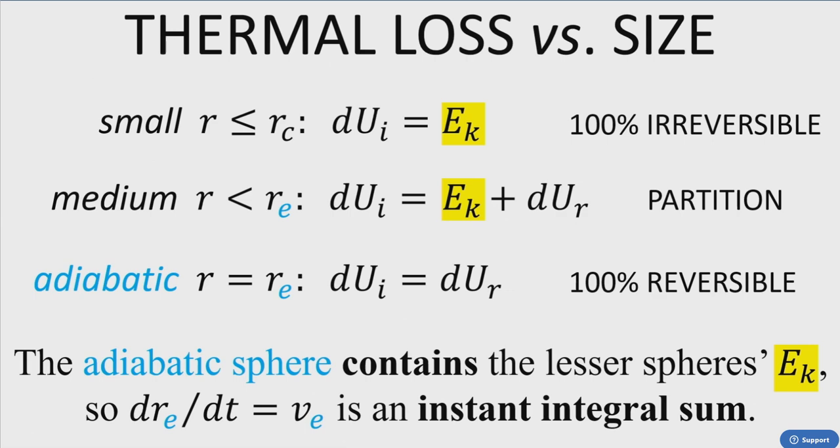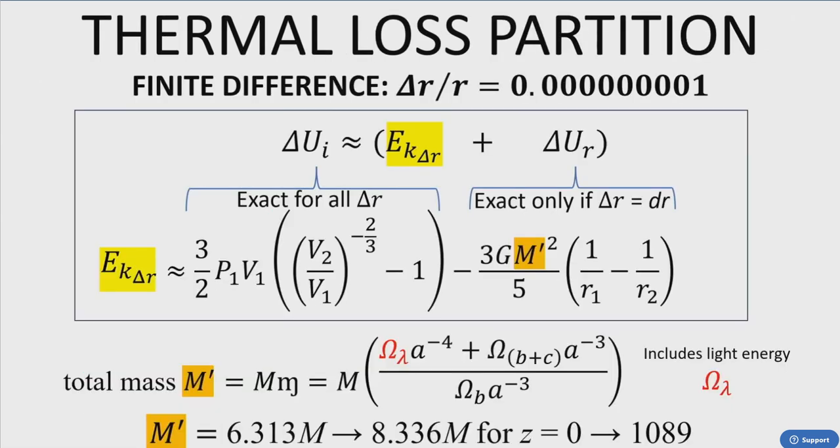On the other end, we have the adiabatic sphere, which has a radius of about 10 light years, and all of its thermal loss is reversible gravity uptake. And in between, that loss gets partitioned. That partition looks like this. We have two different expressions here. On the left side, we have thermal loss, which has an exact integral solution for any radius.